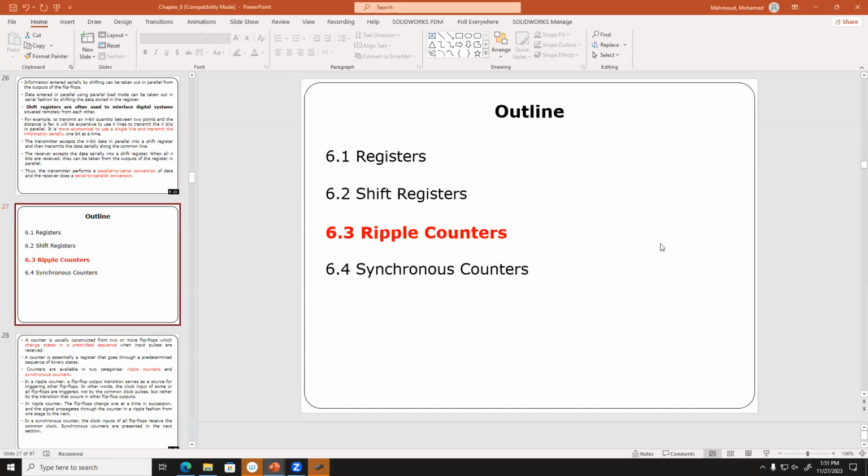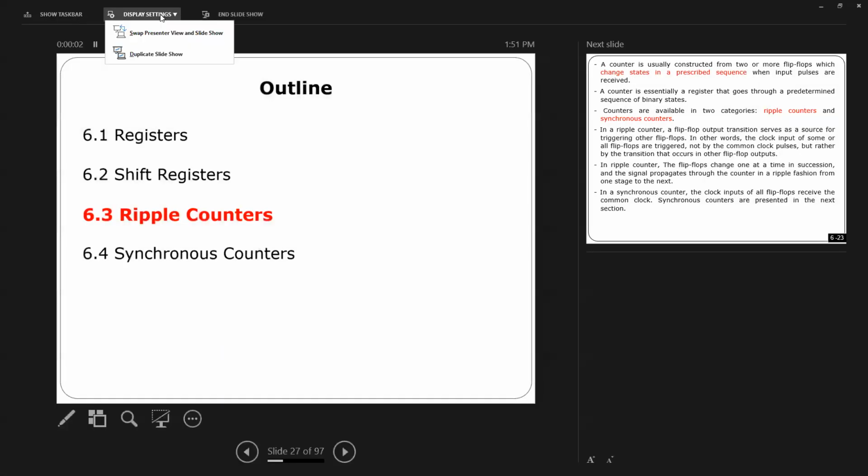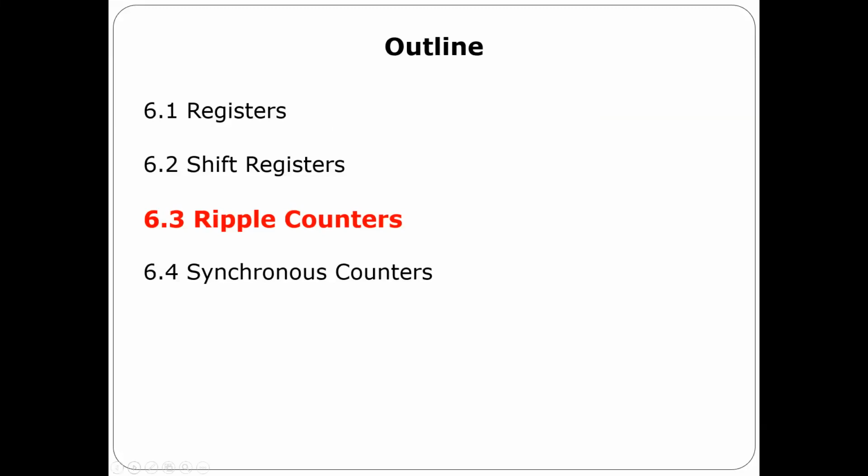So here in this chapter, I'm going to explain two types of counters. One is called ripple counter. The other one is called synchronous counter. So what is the difference? They are just two different ways. Again, every time you see the word synchronous, what does it mean? It means all of them have the same clock. That's the meaning of synchronous.